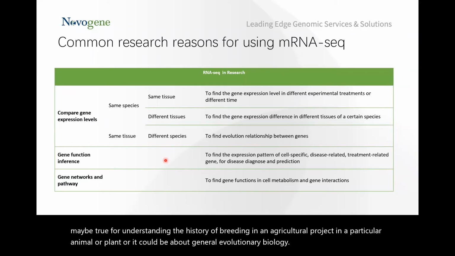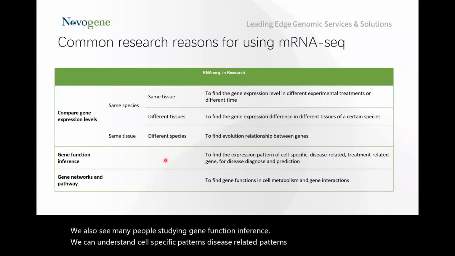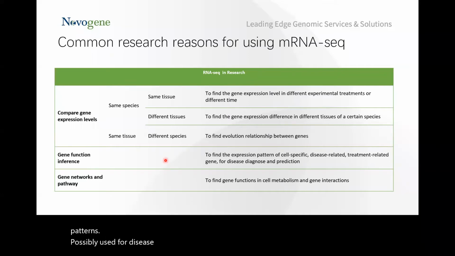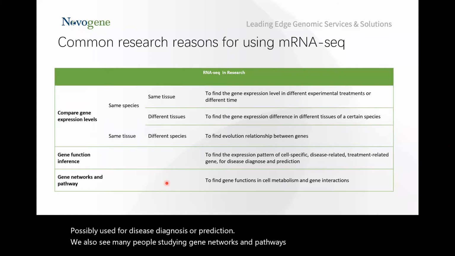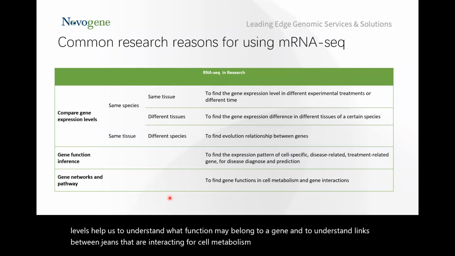We also see many people studying gene function inference. We can understand cell-specific patterns, disease-related patterns, and treatment-related patterns, possibly used for disease diagnosis or prediction. We also see many people studying gene networks and pathways, where the gene expression levels help us to understand what function may belong to a gene and to understand links between genes that are interacting for cell metabolism or other purposes.